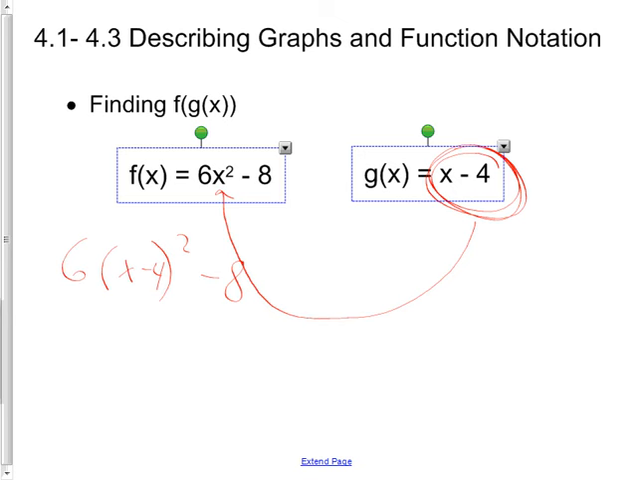To be safest, I should probably write y equals. Or I could write f of g of x equals. But I really shouldn't just have it without an equation. Although it never said I had to give an equation, so I would have been okay. The directions didn't say to give an equation.